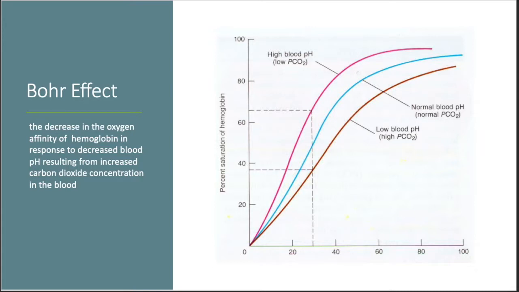Shifting to the left means that your pH will probably go up, your CO2 will go down, your temperature is either going to go down or stay normal, and you're going to have a lower level of 2,3-DPG, which we'll get to in a second as well.